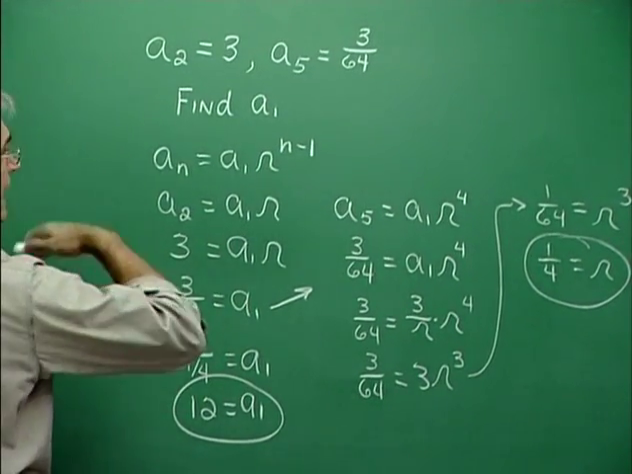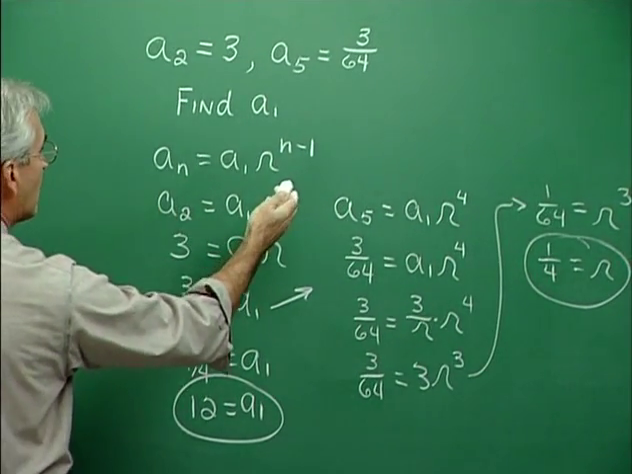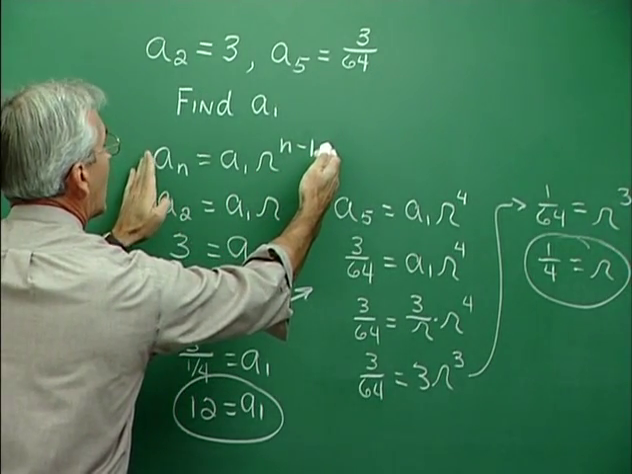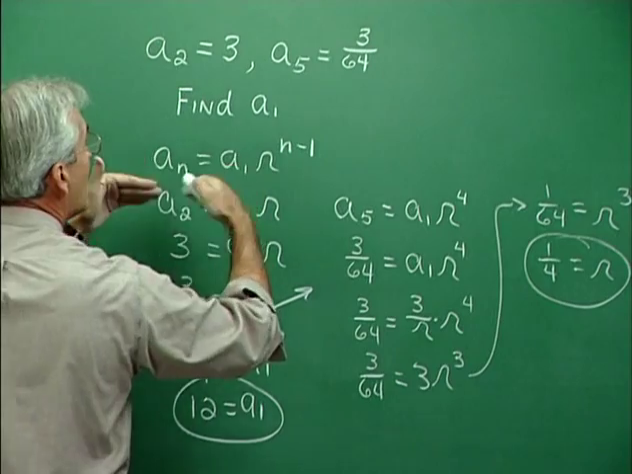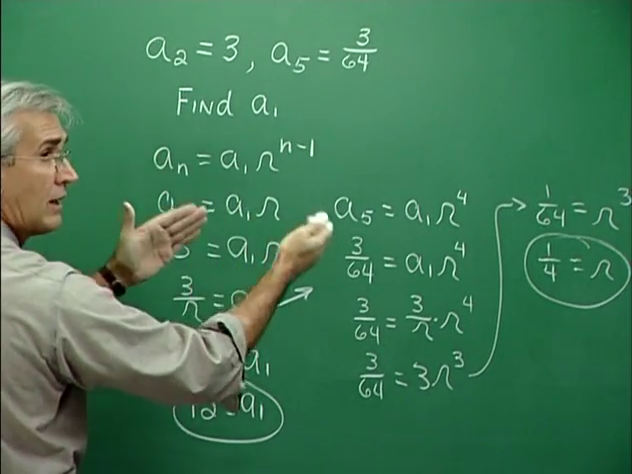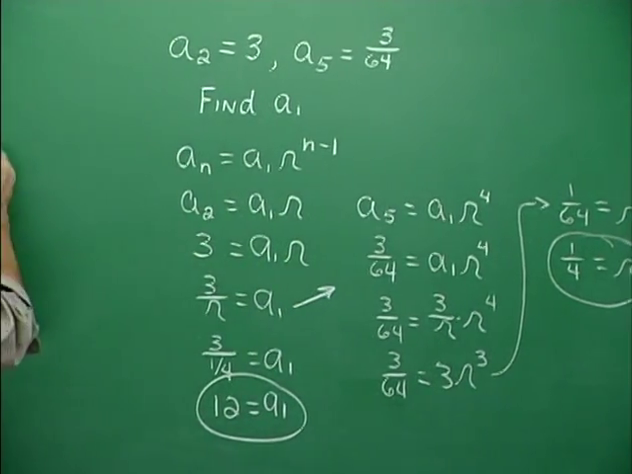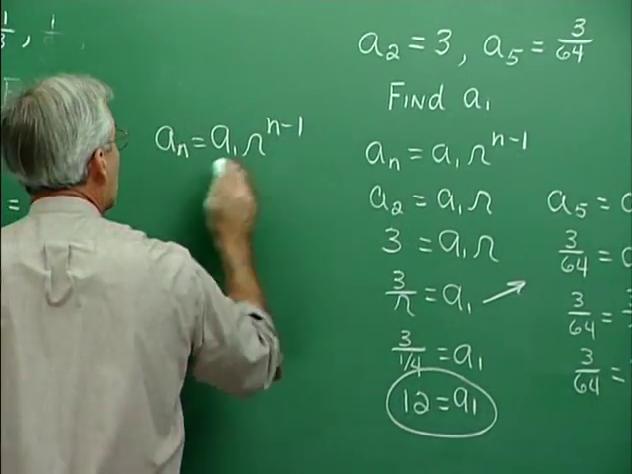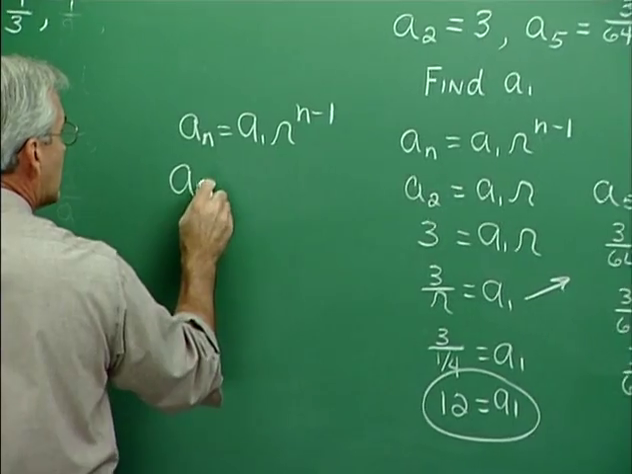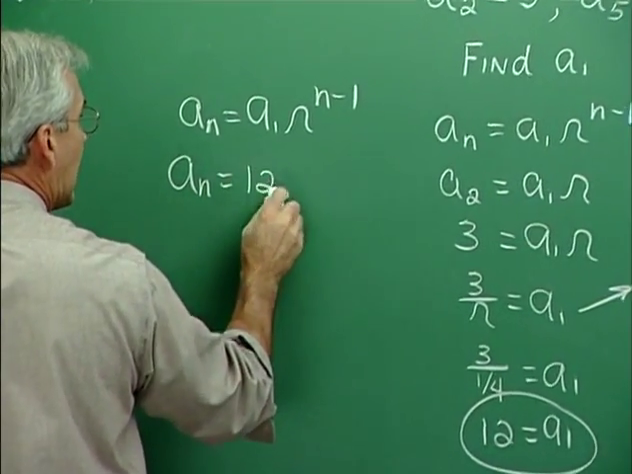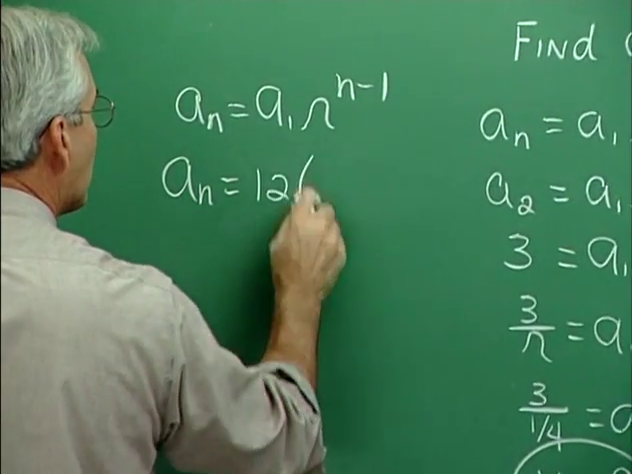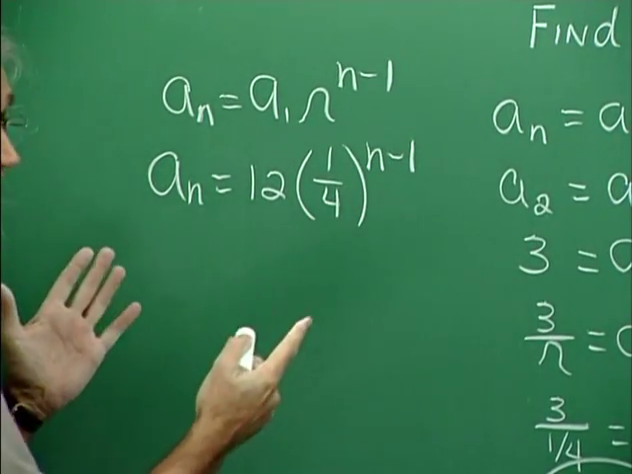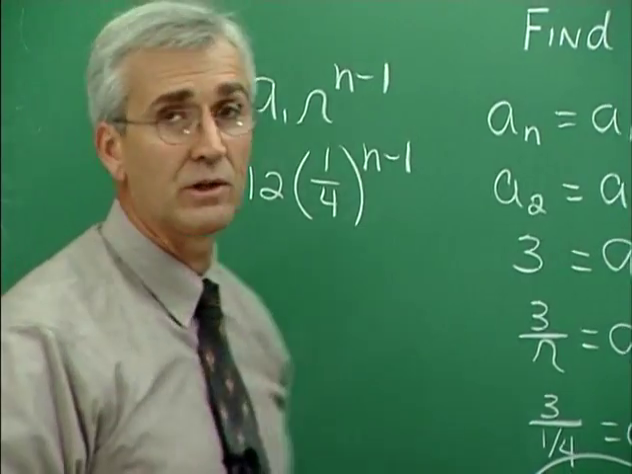If I wanted to answer other questions about this problem, then I would generate the form from the model. I would generate this form by using the value for a sub 1 and r. I would say, okay, a sub n is a sub 1 times r to the n minus 1. And I found the value of a sub 1 to be 12, and I found the value of r to be 1/4. And then using this, we can generate any term in our geometric sequence.